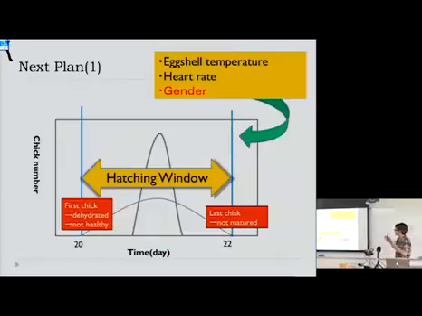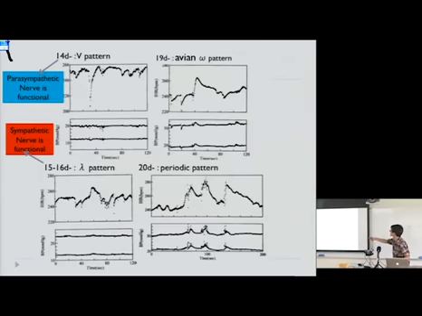Taking these two problems, one is heart rate fluctuation and two is sex difference, to approach the hatching window, I should add gender to eggshell temperature and heart rate. In addition, heart rate changes depending on its degree of development, but heart rate can be measured only once a day, so analyzing the data as accumulated is maybe doubtful. So I will also focus on the peak of a wave, like that peak.